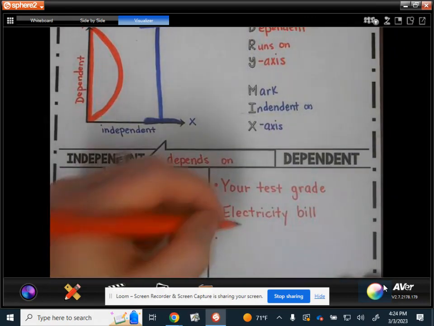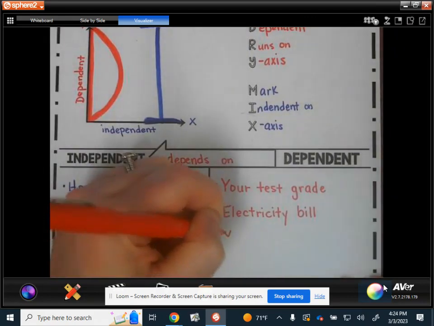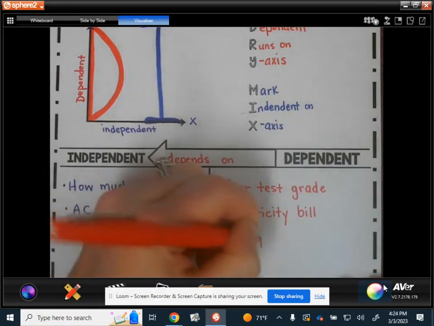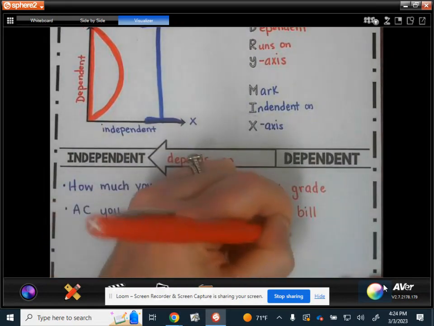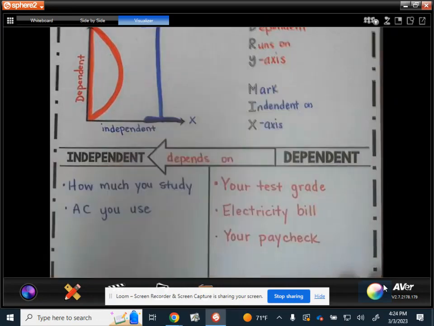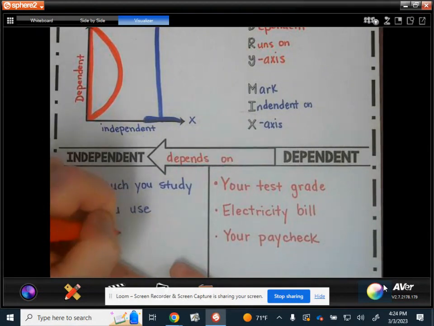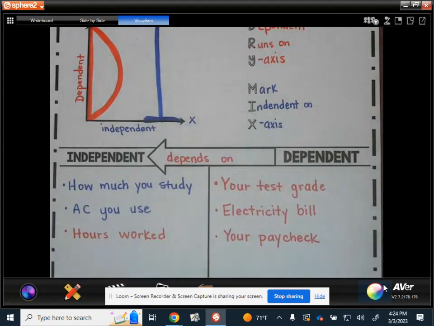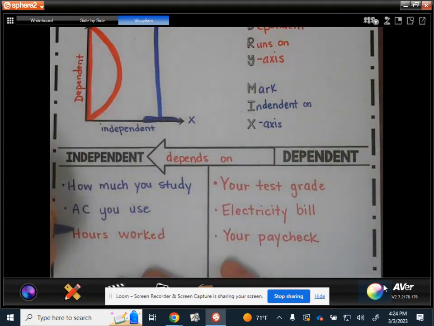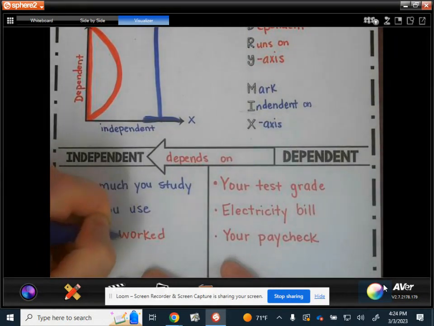When you get a job, if it's hourly, your paycheck is going to depend on some things. One of those things is how many hours you work. If you work more hours, and I just wrote that in the wrong color, but pretend that's blue, you're going to have a higher paycheck. And if you work less hours, you're going to have a lower paycheck.